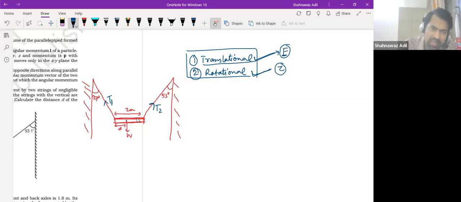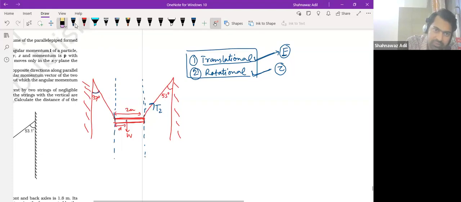But before we do that, this is 37 degrees. So if I draw two parallel lines, one is in this way, the other one is in this way, so this one and this one are parallel. This is 37. So this would be how much? This would be 37. Similarly, this is 53, right, guys?